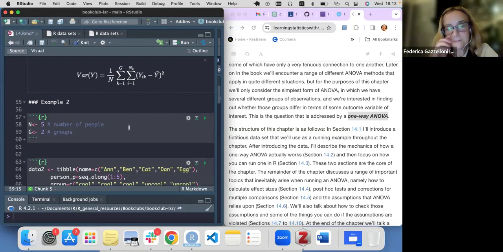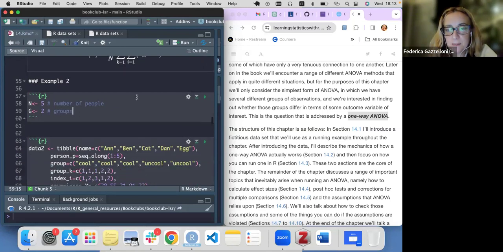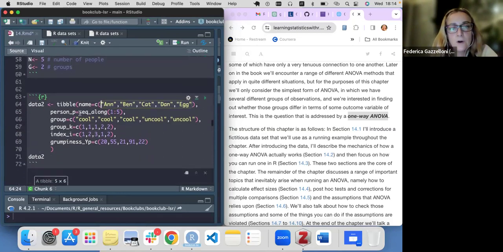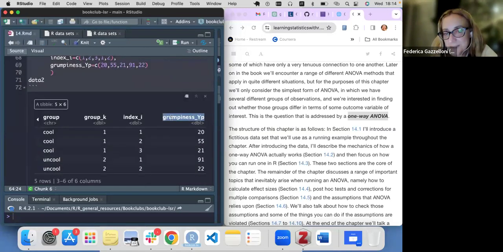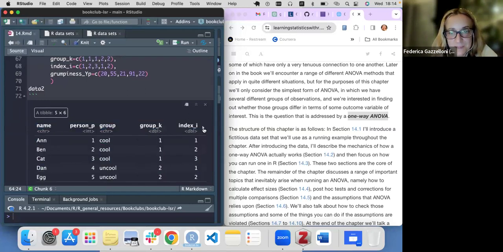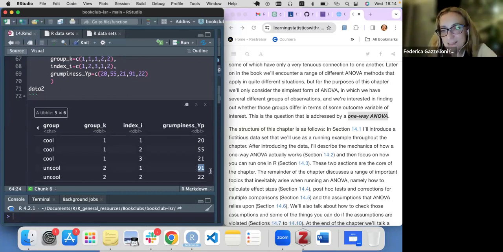And so we go forward within the chapter, and we use another type of example. Let's say we have five people: Anne, Ben, Kat, Dan, and one more. Some of them are cool, some of them are uncool. Okay, so I reminded you of the purpose of this book. They are looking at the grumpiness of these people. Each has a certain level of grumpiness. Some of them, like this one here, Dan, are really grumpy. He has a 91 level of grumpiness.